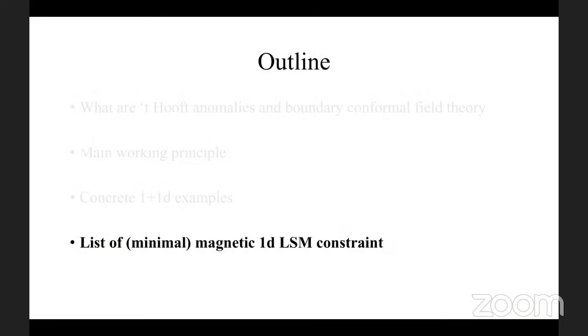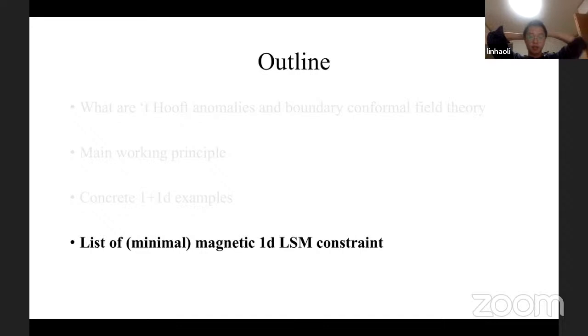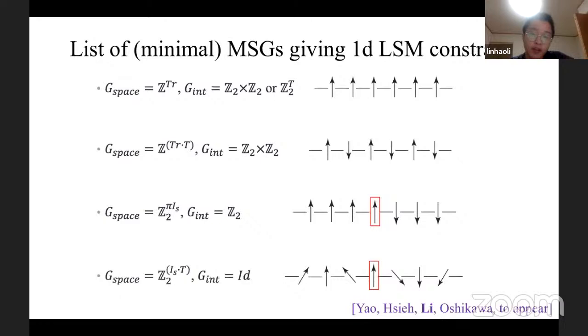So lastly, we divide by the result of the SU2 case. We give a list of minimal magnetic space group symmetries given the 1D LSM constraint for the half-integer spin chains. There are four different LSM constraints in total. The first one and the second one are the conventional and magnetic LSM theorems, which were proved before. The third one needs a space symmetry, a combination of pi rotation along some axis and site-centered inversion, and the internal symmetry is a pi rotation along another axis.